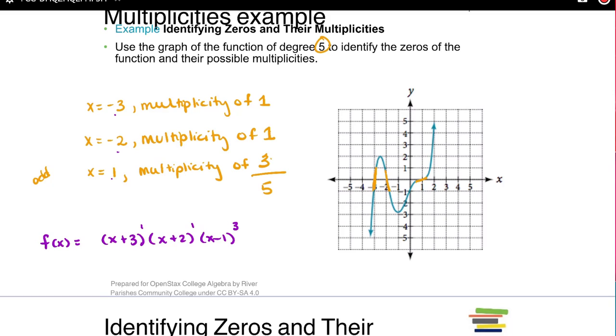So this would be how you could try to figure out what an equation would be. Now I'm not exactly sure if there would be an a involved here, other than 1, but it gives you a starting point to go with.